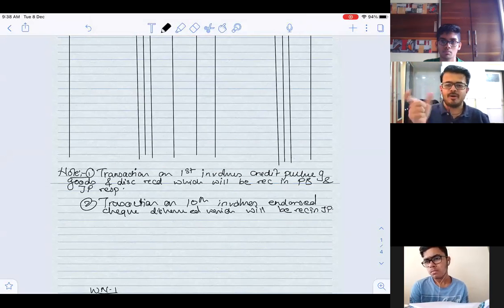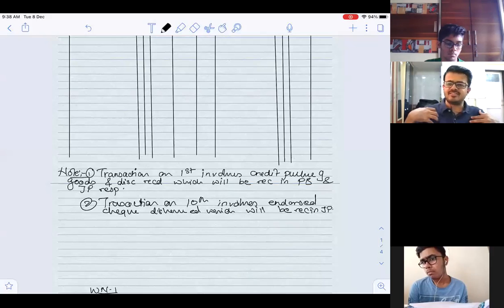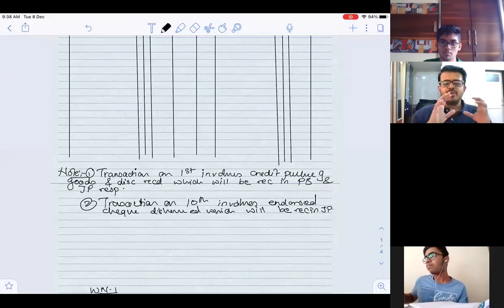That cheque got bounced, so we will not give him cash again. That cash will stay with us only, because cash will not get bounced. We will give him 29,400 again. Whenever we want to pay him, we will pay him 29,400 only.